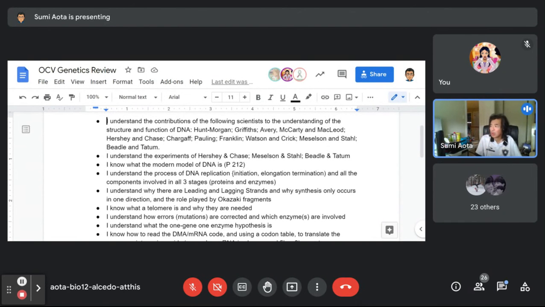So these are the main guys I want you to know in terms of their contribution to discovering that DNA is the molecule of genetic inheritance. Okay. So what did Morgan figure out? So that was Thomas Hunt Morgan, the guy who worked on fruit flies with their white eyes and red eyes.